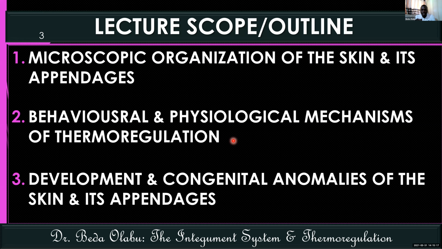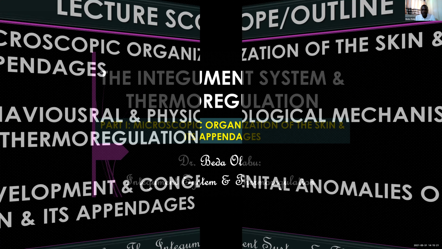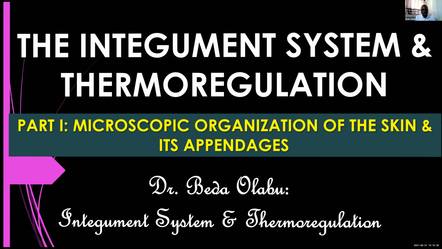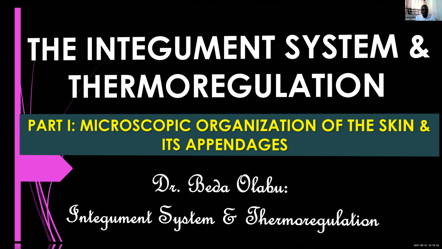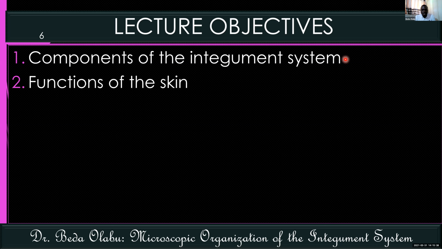So let's start with the first part, which is focusing on microscopic organization of the skin and its appendages. In this part, we are going to look at the components of the integument system. We are also going to look at the functions of the skin.